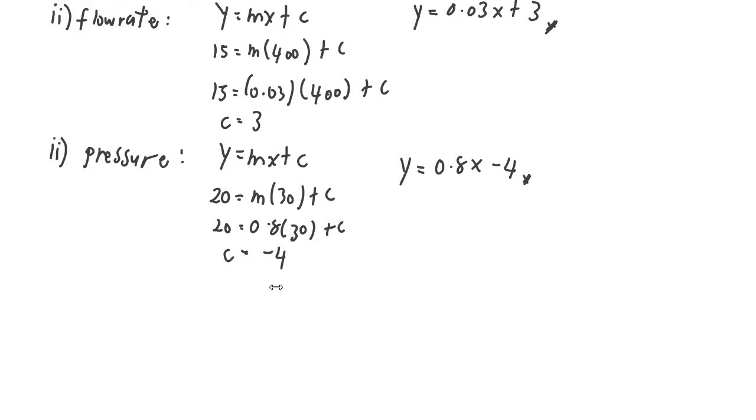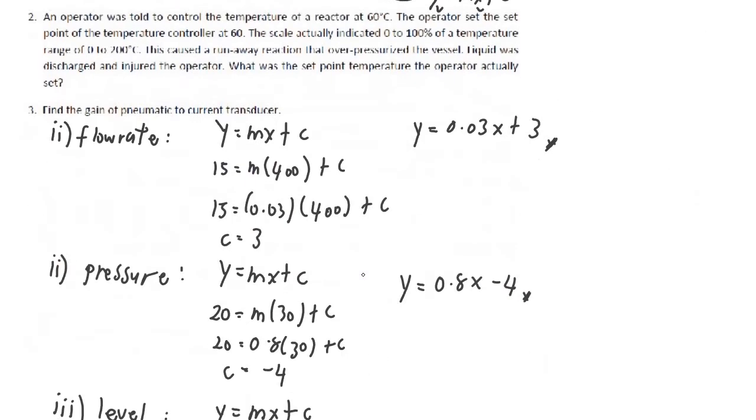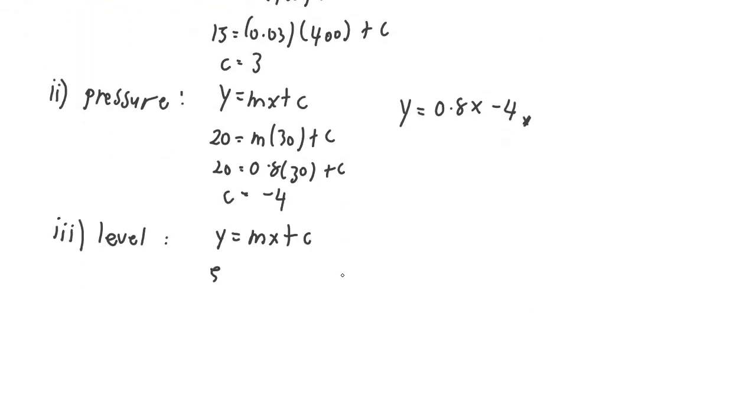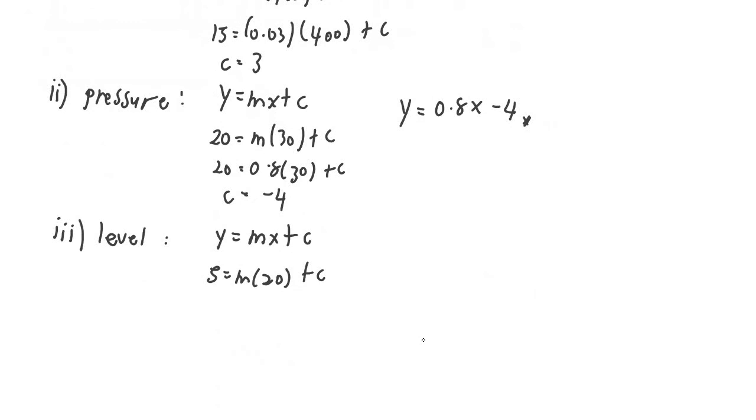Okay, now we go to the level. For the level, we use the same equation, mx plus c. So y for the level is 5, x for the level is 20. So 5 equals m times 20 plus c. The value of m is 0.205. So we can solve.